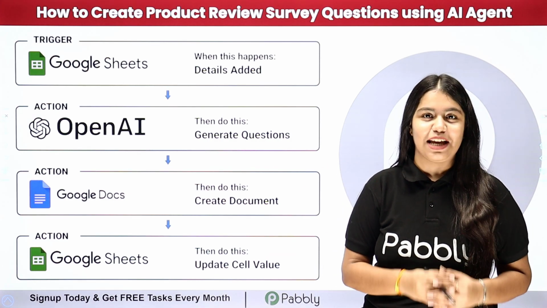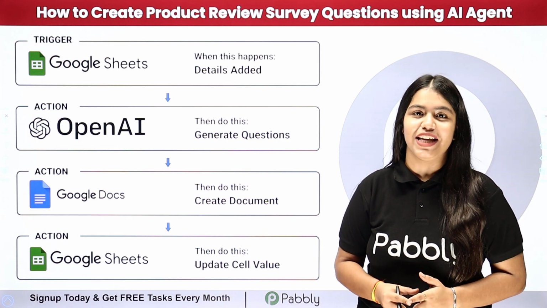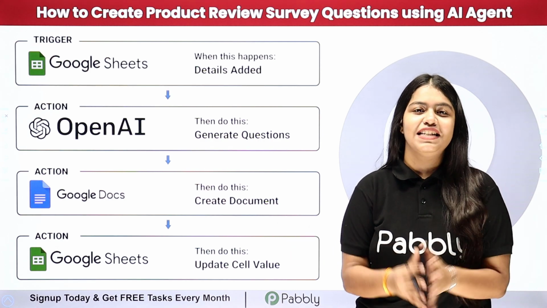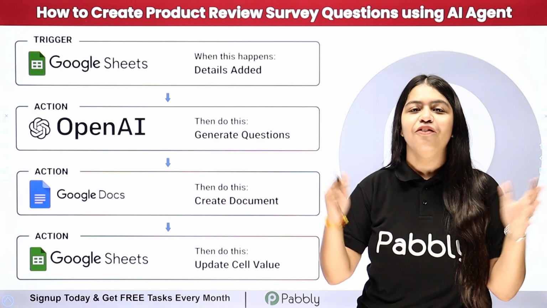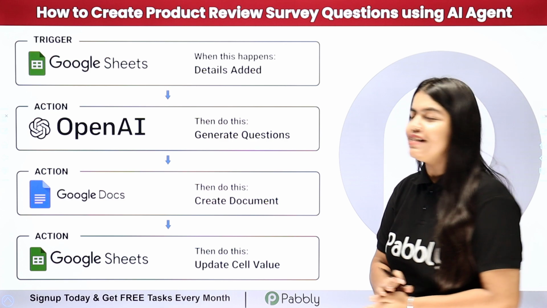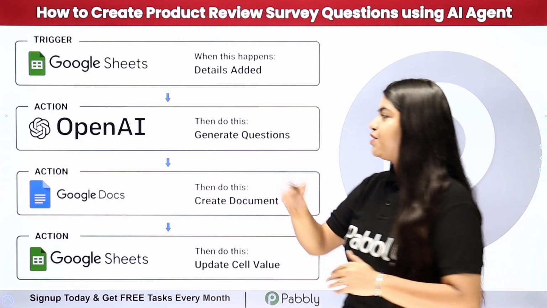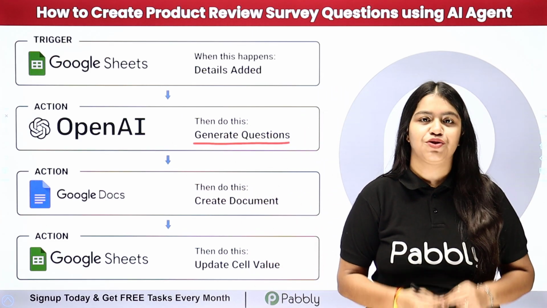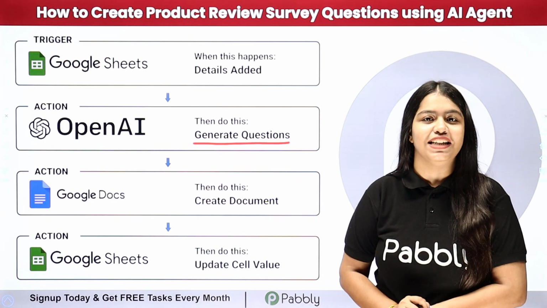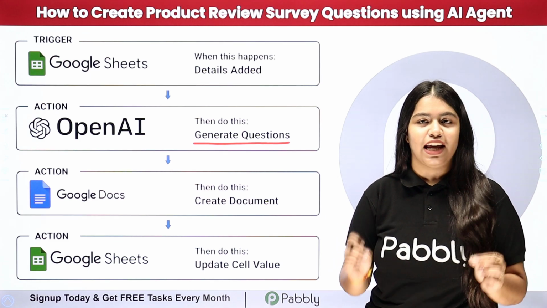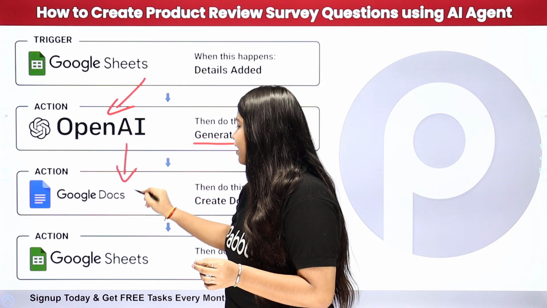So over here I'm running a skincare brand and we regularly used to write questions manually for all the product review surveys. But this is such a time consuming and tedious task. So to solve this problem, I've simply created this amazing automation where as soon as I add the details of my product into my Google Sheets, automatically my AI agent, which is OpenAI, is going to generate me the questions, and further I can add those questions into a Google document and then into my Google Sheets. And to do this, we are simply going to create a connection between Google Sheets, my AI agent, which is OpenAI, Google Docs, and then Google Sheets.